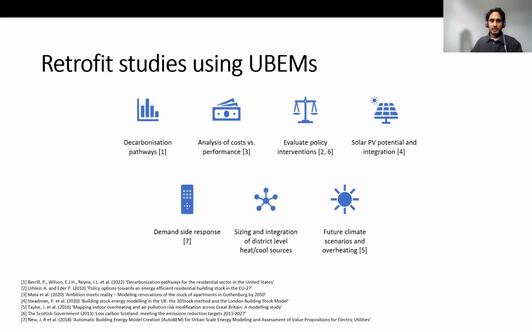Now I'll give some examples of retrofit studies using UBEMs. So we have these different subcategories, and I've given examples for each of these. So we could map out decarbonization pathways, which the study has done here. And this is essentially mapping out roadmaps through time on how to decarbonize our stock. And UBEMs are suited to this because we can simulate the changing technologies with time, but also we can predict the CO2 emissions associated with each pathway.